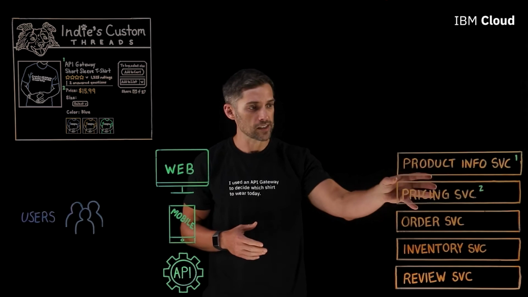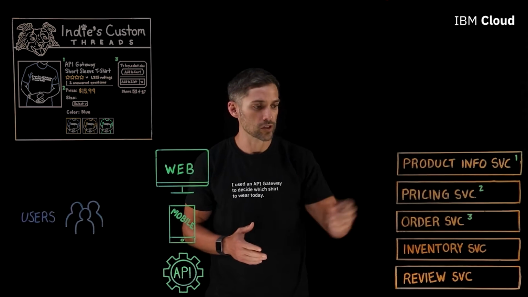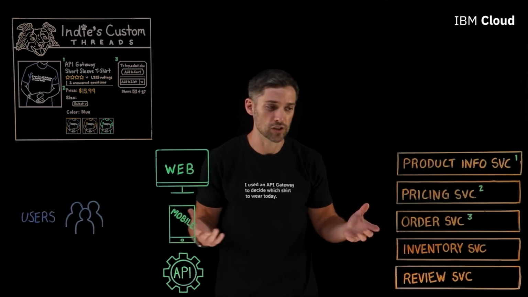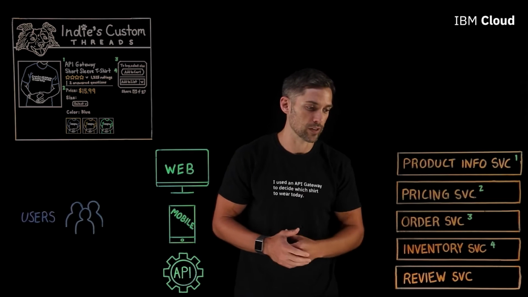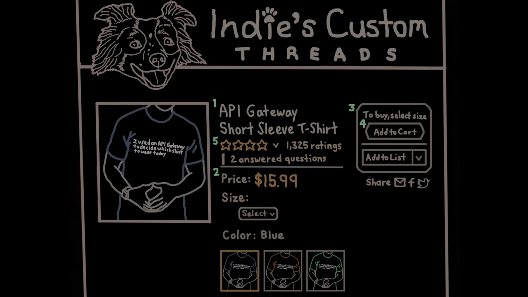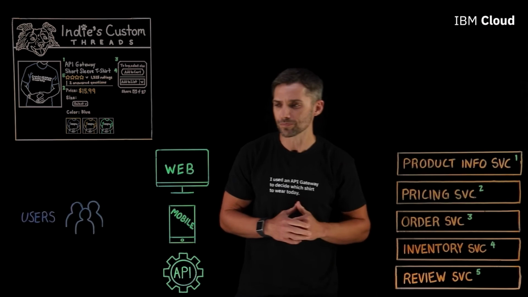And then we have our pricing service. We have our order service. If you want to look at purchase history, you've got the inventory service and review service and so on. And this is just a handful of different microservices here. We could have many more. So just for this presentation, we're going to keep it pretty simple.